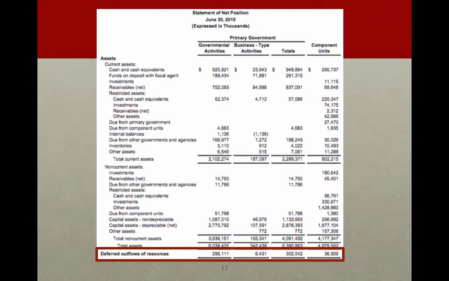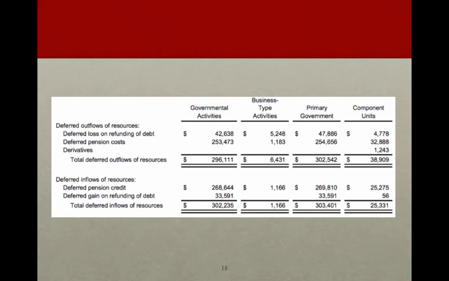Sometimes you may not see the detail like we just saw in that sample statement of net position, with the types of deferred outflows and types of deferred inflows, like the types of assets and liabilities. And if that's the case, there will be a note disclosure in the notes to the financial statements that will show you the detail below the deferred outflow of resources and the deferred inflow of resources, and it might look something like this.